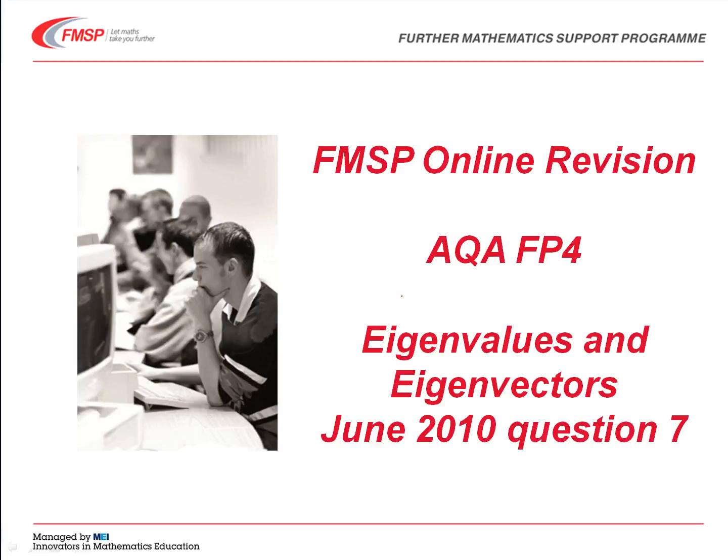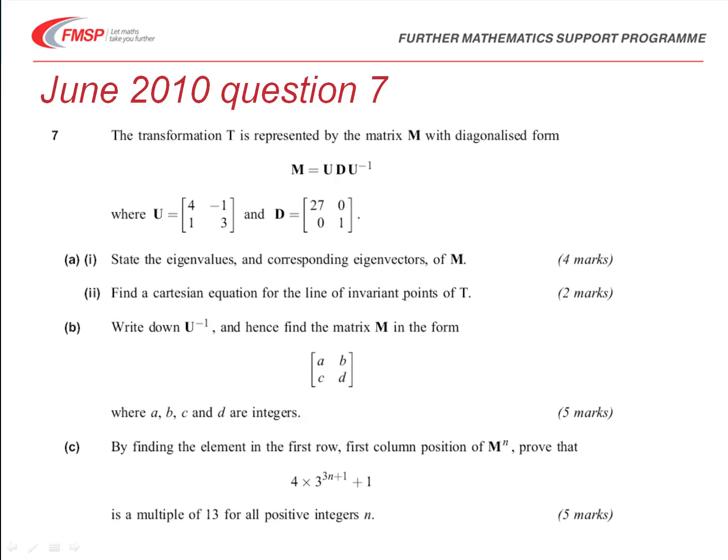And welcome to this online revision session for AQA FP4, in which we're going to look at the June 2010 question 7 on eigenvalues and eigenvectors. You can see this question is related to 2 by 2 matrices and to the diagonalized form M = U D U to the minus 1, where D is formed from the eigenvalues on the main diagonal, and U to the minus 1, its inverse, U is formed from the eigenvectors.